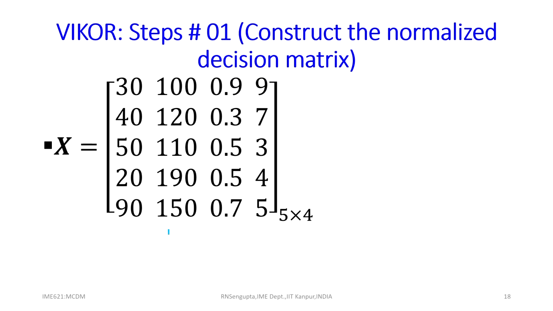I will just mark it with different colors. So, the second criteria I am marking with red, starting from 100 to 150. The third criteria I am marking with green, starting from 0.9 to 0.7, and the fourth criteria I am marking with violet, starting from 9 to 5, and for each and every alternative you can check.